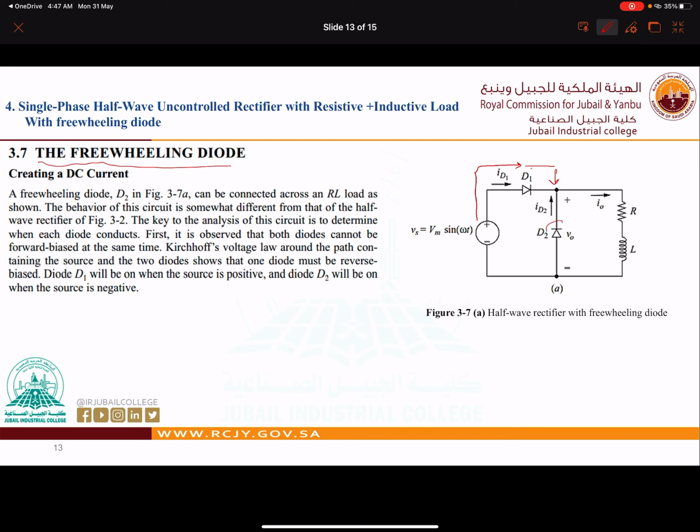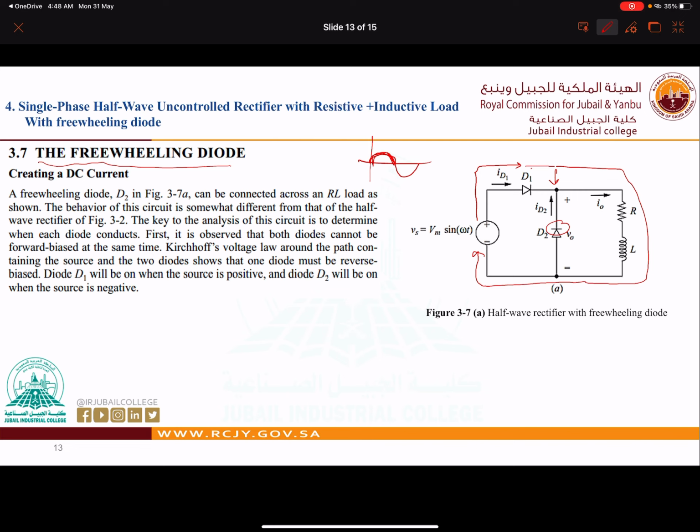Because here we have the anode and the cathode, and the diode is now reverse biased. So it will go from here through the load, and it will come back to the negative of the supply. Now this is our source. Okay, now we finish the positive cycle.